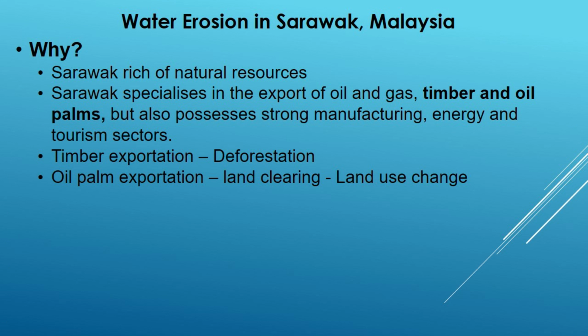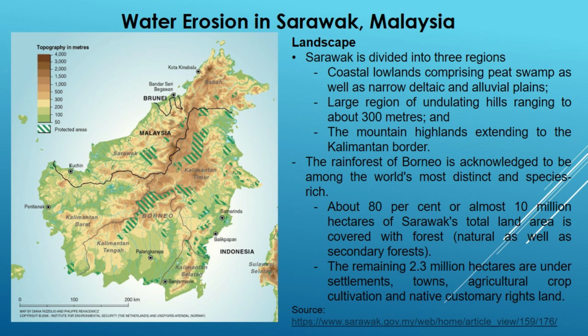Let me tell you the reason why I chose this topic. Sarawak is the largest state of Malaysia, and it is well known to have rich natural resources, especially oil and gas, timber, oil palm, paddy, rubber, pepper, and so on. Because of this business and agriculture, it led to land clearing and change in land use, leading to water erosion.